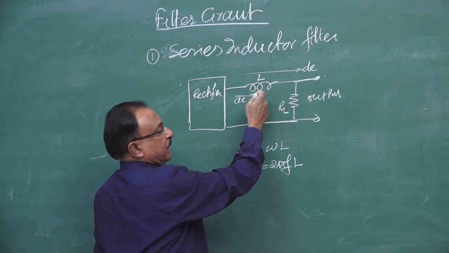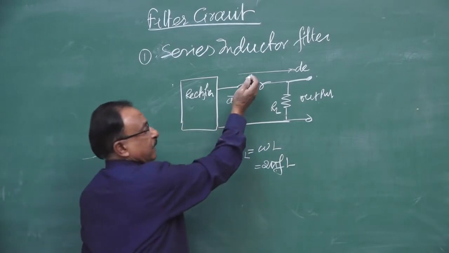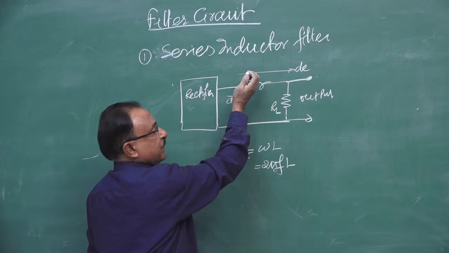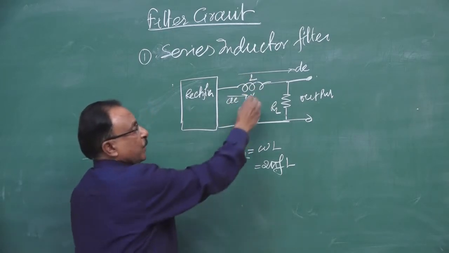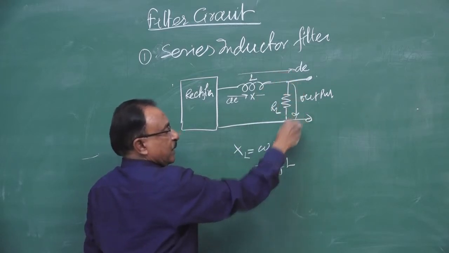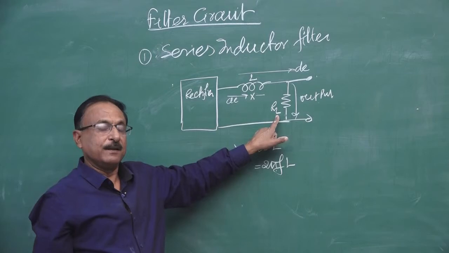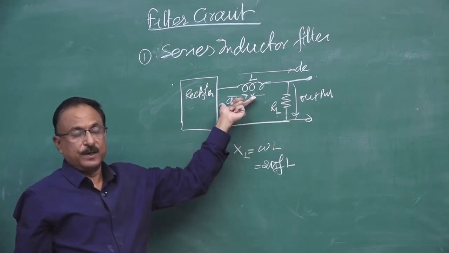Because of the frequency, the inductor will offer resistance, and it will check the AC. So AC will be blocked over here. AC will not pass, and DC will pass and drop across the RL. So we get only DC in the output, while AC is being checked here.